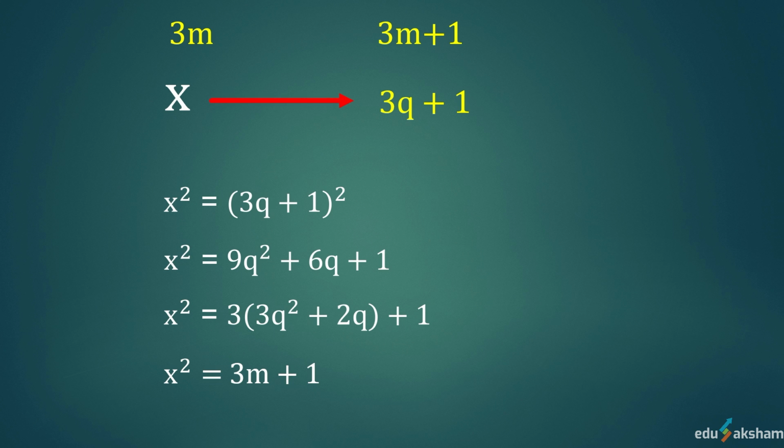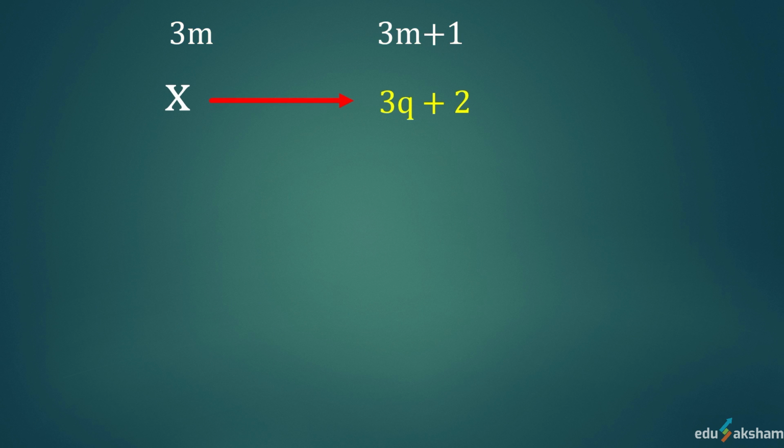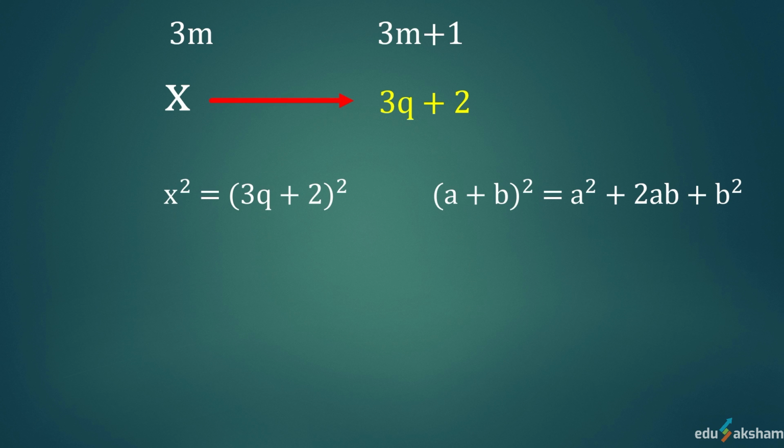Moving on to the next possibility of x, which is 3q plus 2, we will again square both sides of the equation and use the expansion formula a plus b whole square equals a square plus 2ab plus b square. We will expand 3q plus 2 whole square as 9q square plus 12q plus 4. Again, we have to show that x square is in one of the forms 3m or 3m plus 1. But from the equation x square equals 9q square plus 12q plus 4, we can see that 9q square and 12q have 3 in common, but 4 cannot be a multiple of 3. And we also cannot write x square as 3m plus 4. So how do we do this?